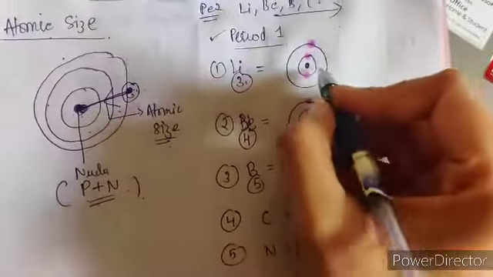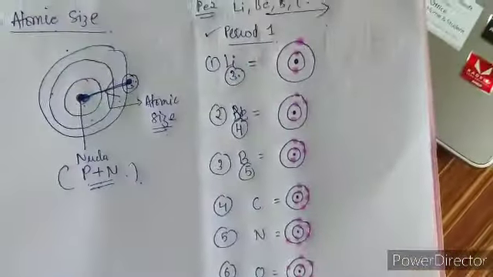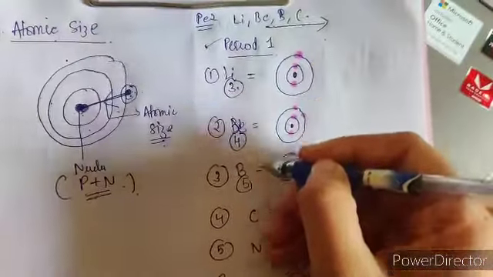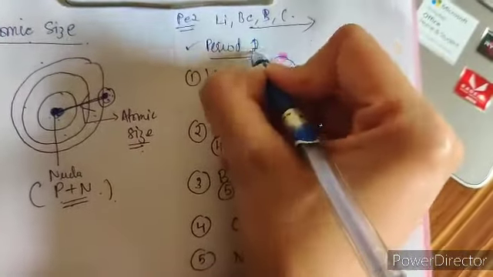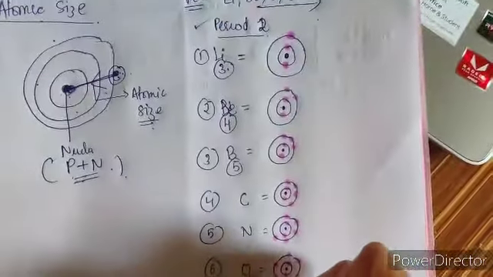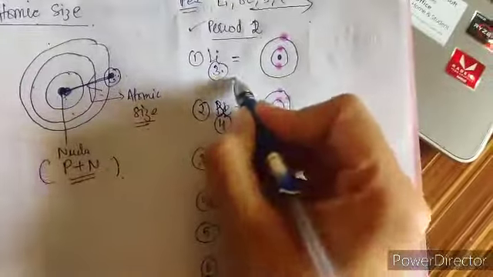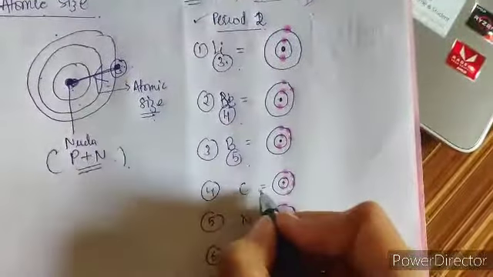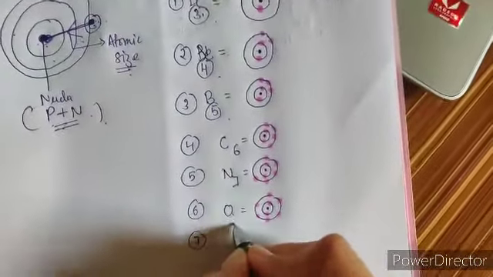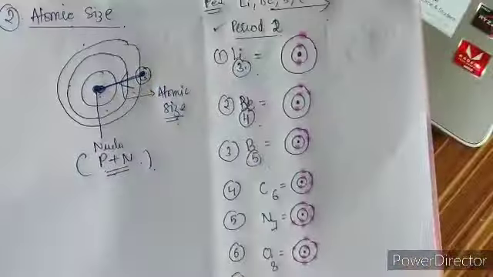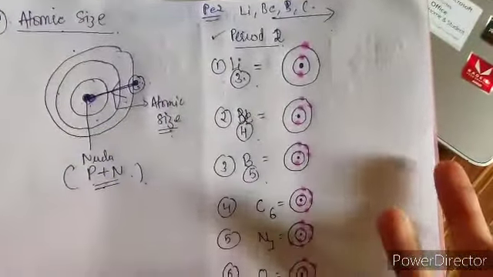So you can see here what is happening across the period. When we are going across the second period, the number of electrons are increasing, right? First there were 3, then it became 4, then 5, then 6, then 7, then 8. So the number of electrons are increasing, okay?